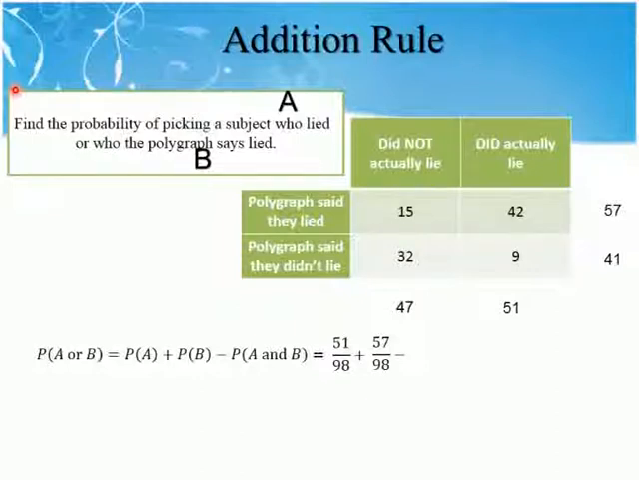Now we want to subtract off the probability that they both happen. In other words, the probability that a subject lied and also the polygraph says they lied. So that'll be the 42 here, because these people actually lied and the polygraph said they lied. We also want to divide this by 98 because there are 98 people in our survey. So that would be 42 divided by 98. Now if I combine all these together, we'll get 66 divided by 98, and plugging that into our calculator gets us approximately 0.6735 probability that A happens or B happens or both.